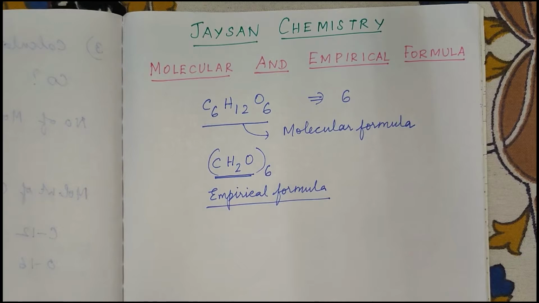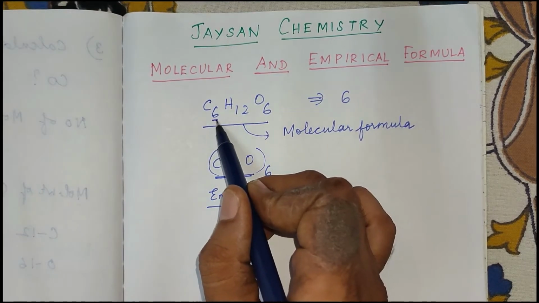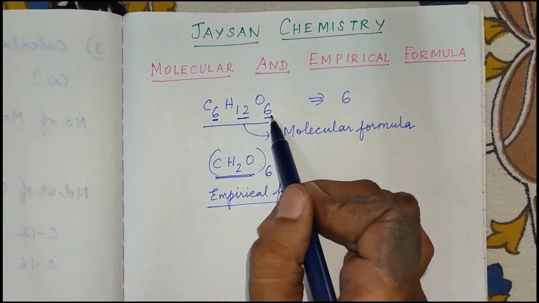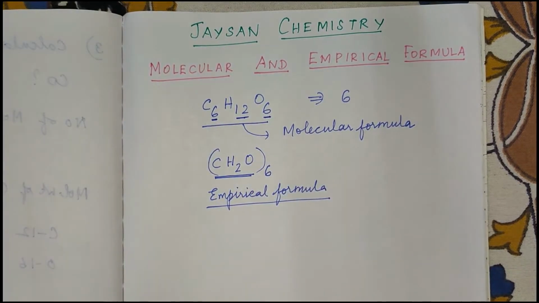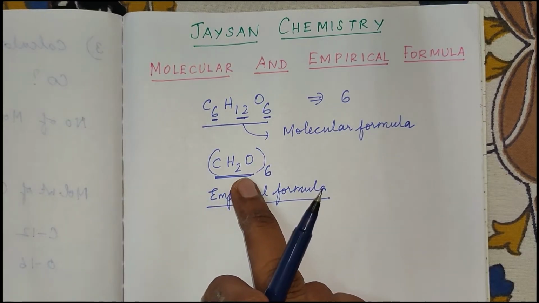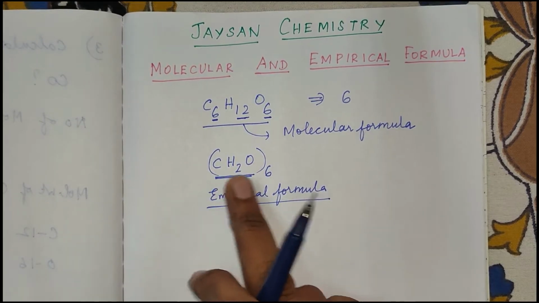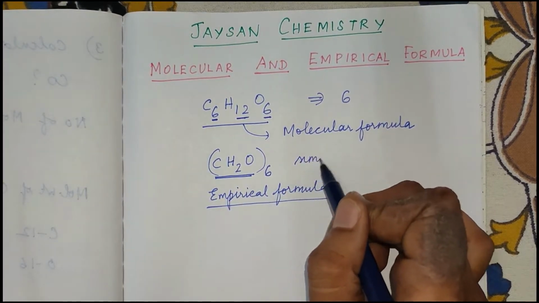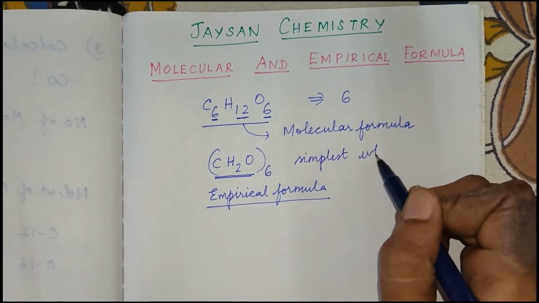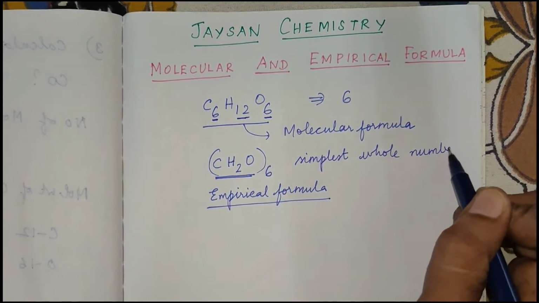The molecular formula of a compound is a formula which gives the exact number of different types of atoms present in the molecule. Here you have 6 carbon, 12 hydrogen and 6 oxygen. So it gives the exact number of carbon, hydrogen and oxygen. Whereas, what is the empirical formula? The empirical formula of a compound is the formula which gives the simplest whole number ratio. So it is not the exact number of atoms. It is the simplest whole number ratio.